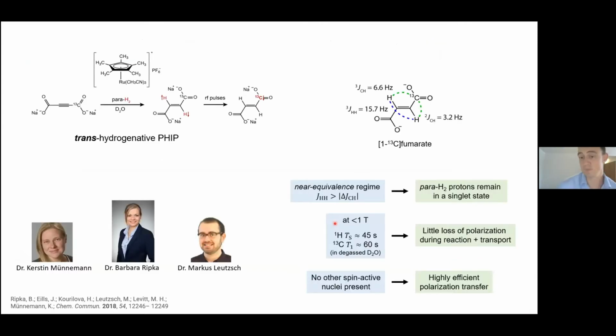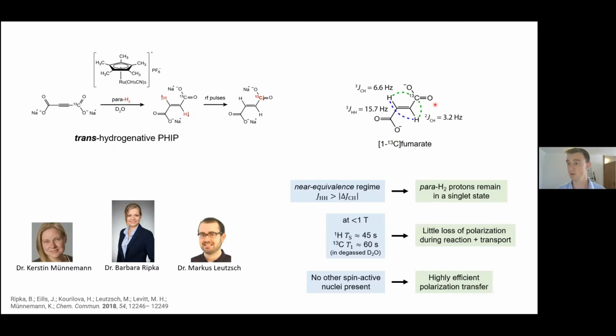Okay, so at this conference, we've already heard a bit about this idea of transhydrogenated FIP, the idea that you can use these ruthenium CP star catalysts to transhydrogenate as opposed to the more conventional cis-hydrogenation. And we've been using this idea, which I think was actually shown in the context of FIP back in 2001 by Joachim Bargon. But we've been optimizing these reactions and using them to produce this molecule, hyperpolarized fumarate. And I've been doing that with these people and of course now many others.